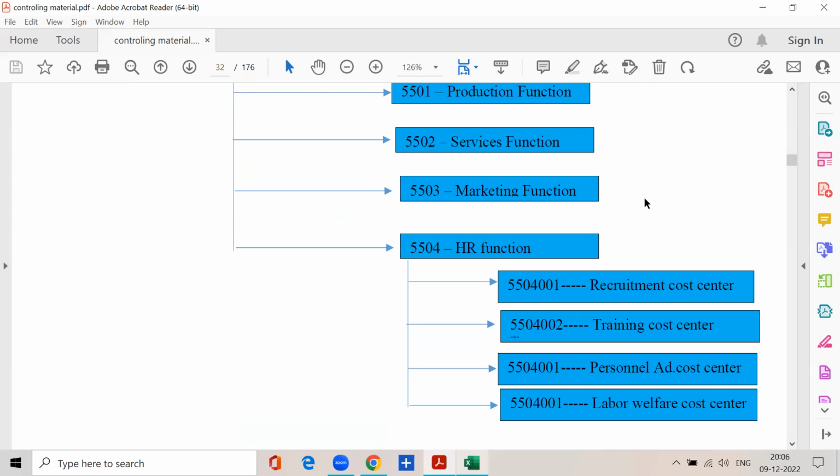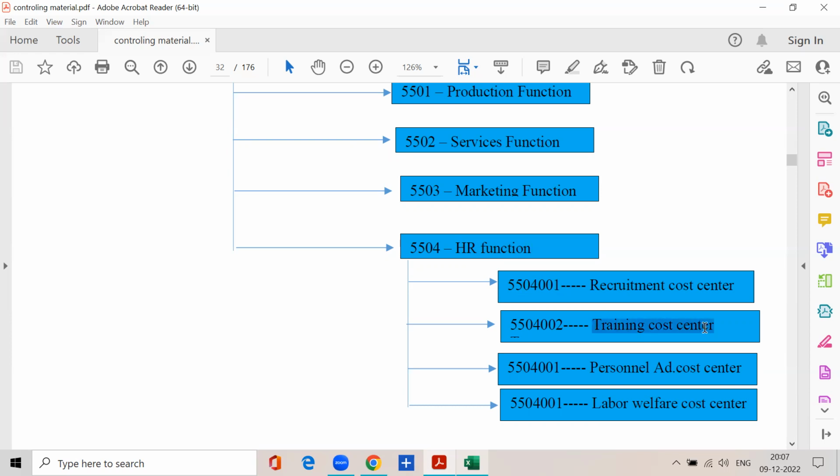So in order to look after the recruitment function, we have set up a separate department. That is called the recruitment department, right? That recruitment department is created as one cost center. For that, we enter one identification. 5504 represents HR function, right? 001 first cost center.